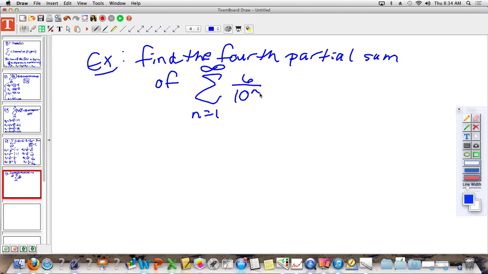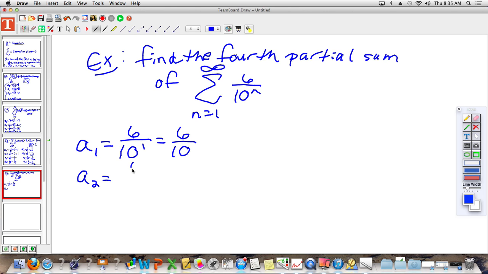This sequence goes from 1 to infinity. It goes from 1 to 2 to 3 to 4 to 5. It keeps going on forever and ever. But I am asking you to find what's called a partial sum. In this case, I want the fourth partial sum, which really just means you add the first four terms. So a sub 1 is 6/10. We'll leave it like that for now.